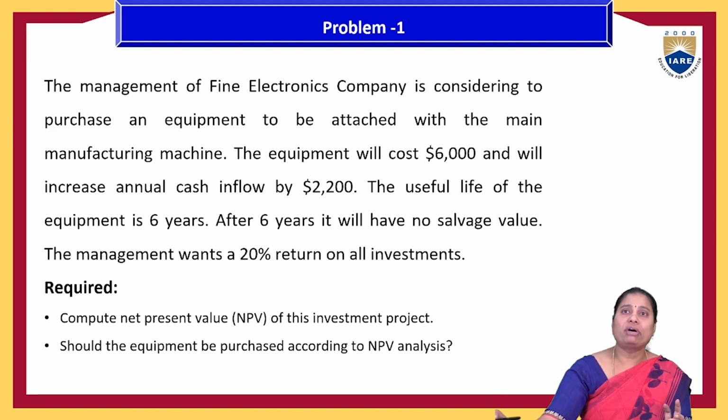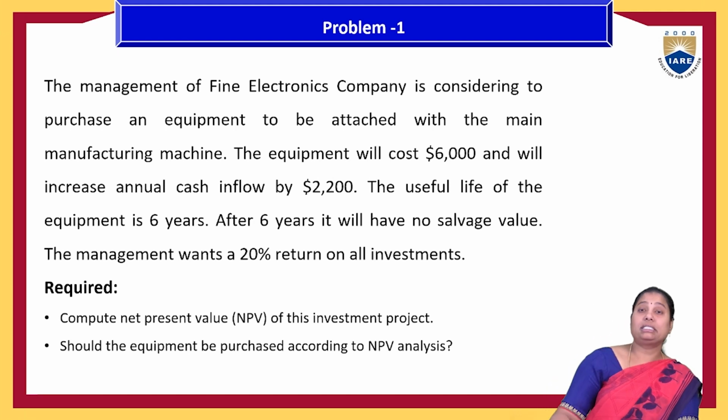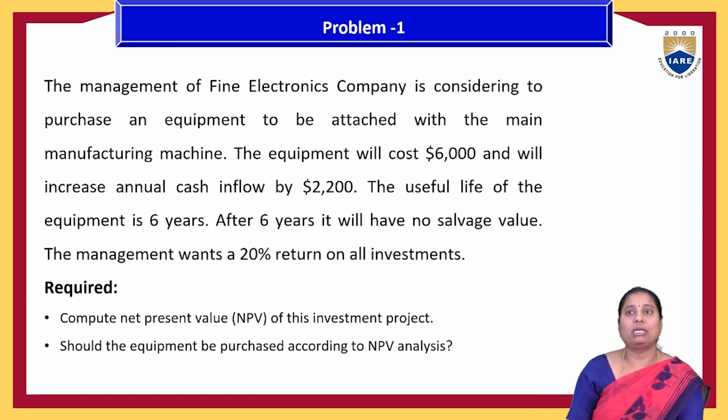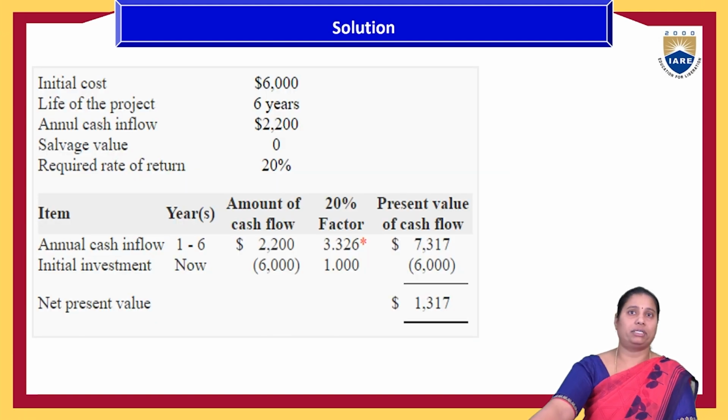The management of Fine Electronics Company is considering purchasing an equipment to be attached to the main manufacturing machine, and the equipment costs $6,000 and will increase annual cash inflow by $2,200. The useful life of that equipment is 6 years. After 6 years, it will have no salvage value, and the management wants a 20% return on all investments. We are required to calculate the NPV.